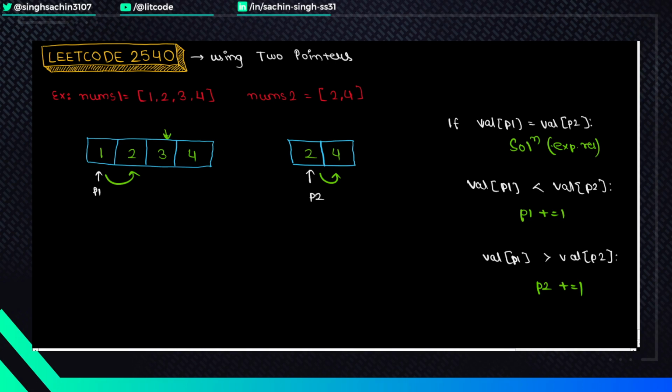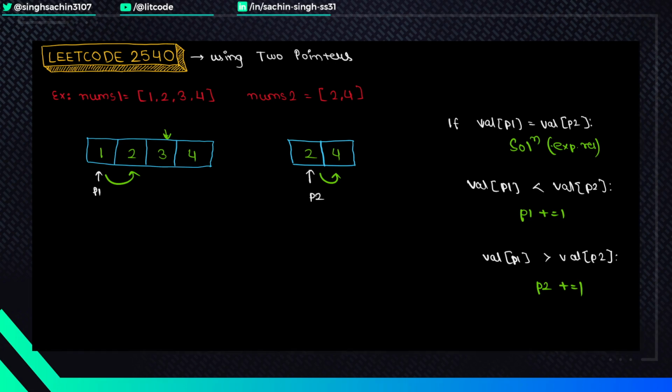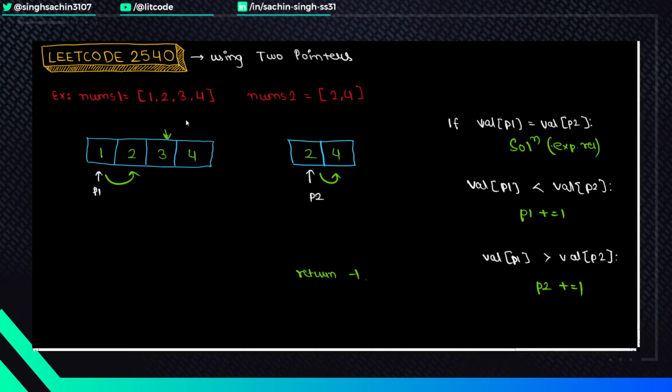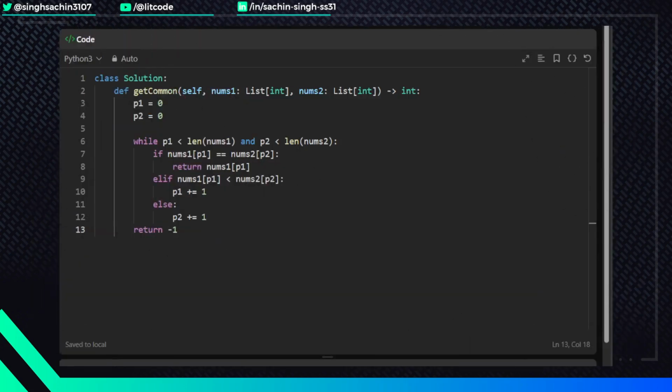You will check these three conditions until any of the pointers reaches the last element. If we don't get any common element, then in that case we will simply return -1. So this is simple logic. Let's check out the code for the same.